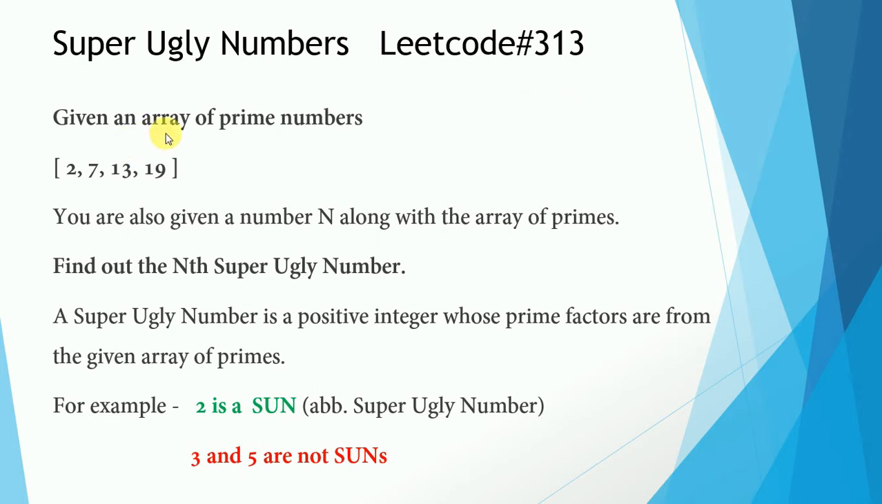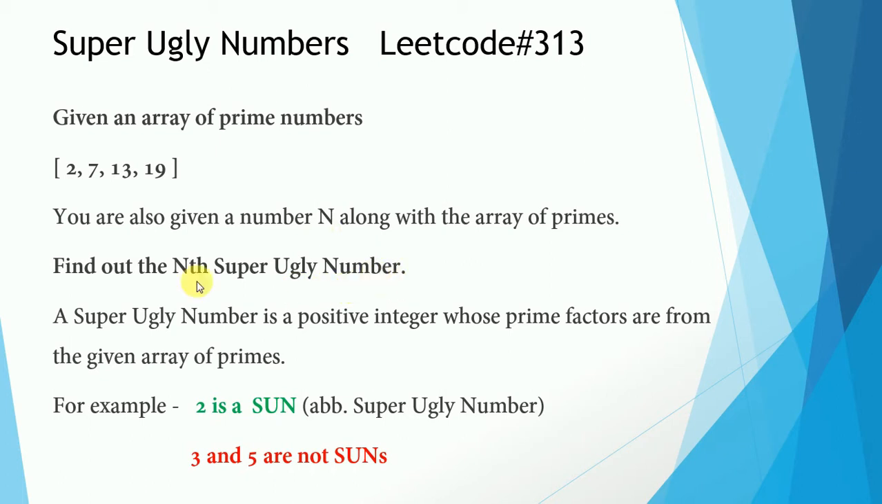An array of prime numbers is given to you. The numbers in this array of primes are 2, 7, 13 and 19. Along with this array of primes, you are given a number n. All you need to do is find the nth super ugly number.